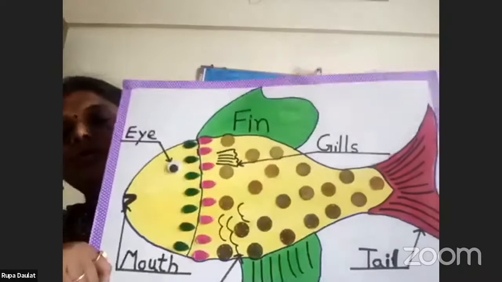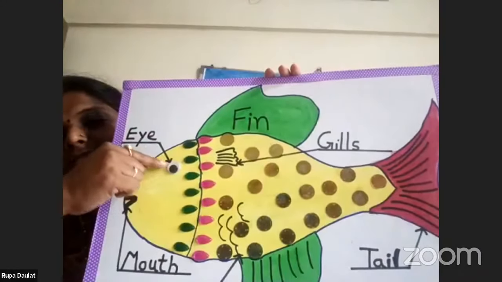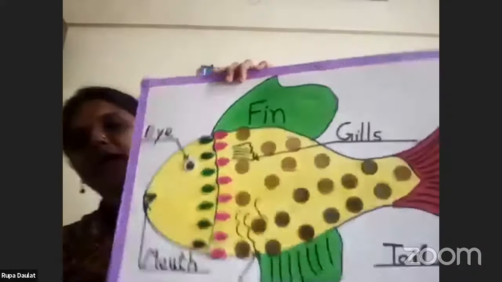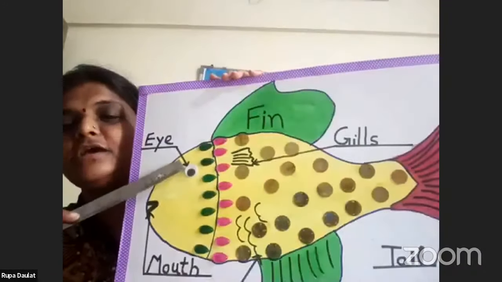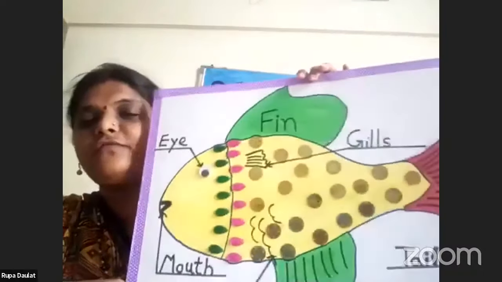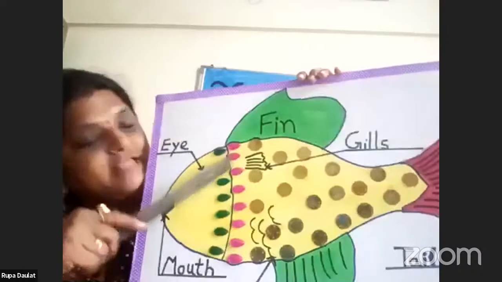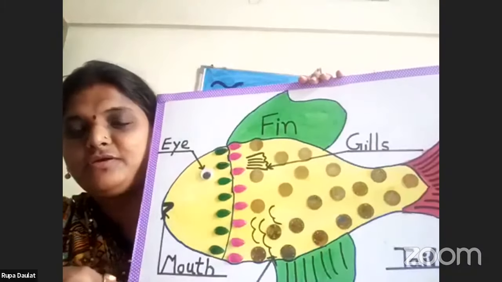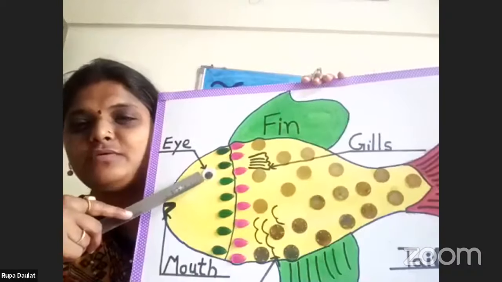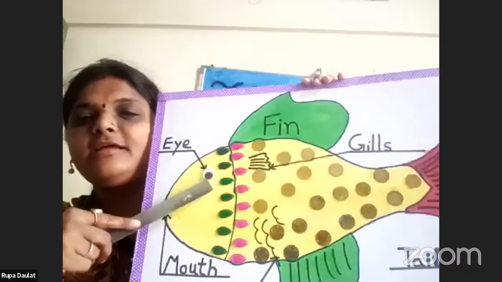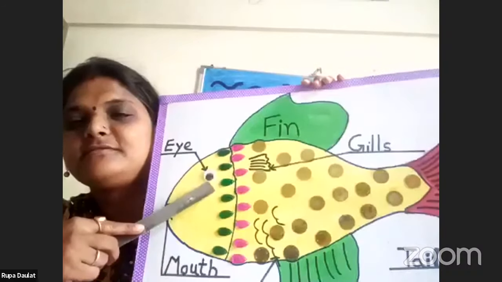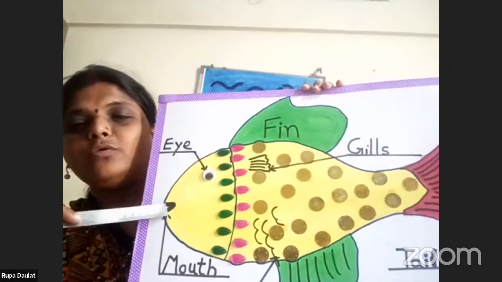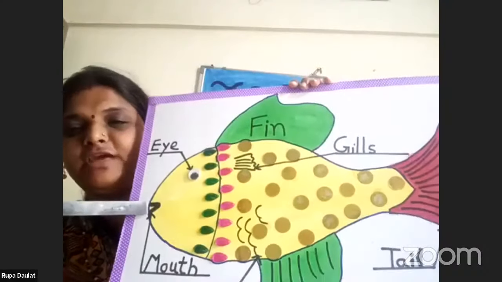Okay. So, you see here, what is this? Eyes. This is eyes. Fish eyes. This is a part of body. All see clearly these eyes? Yes. Now, this is a mouth. This is a mouth of fish. Yes. Okay.